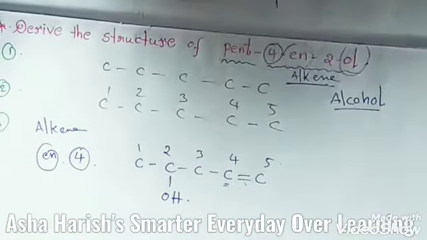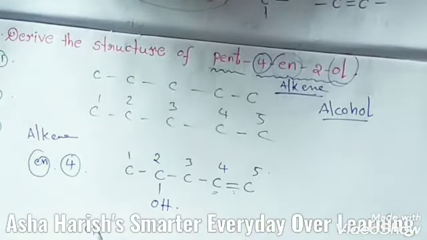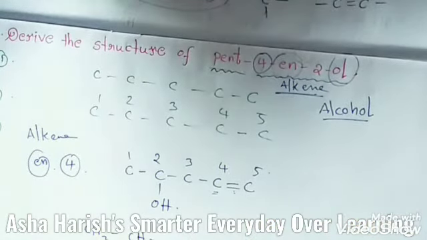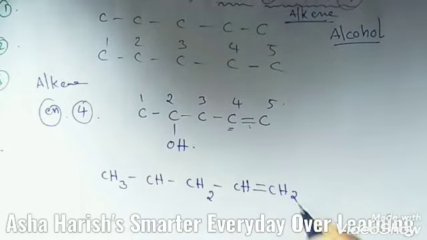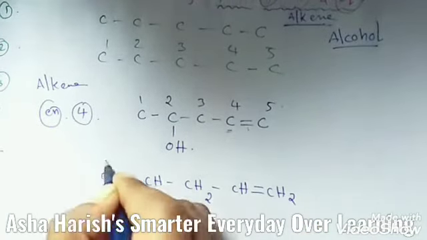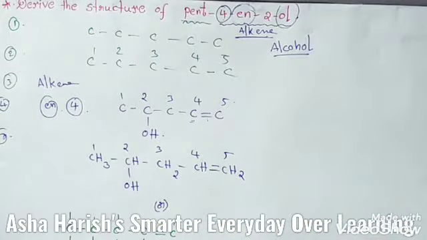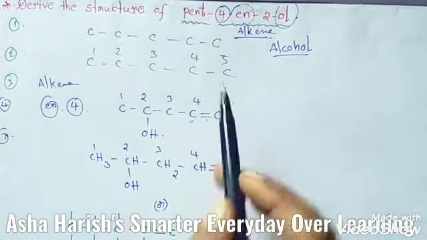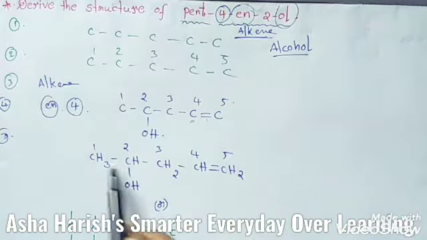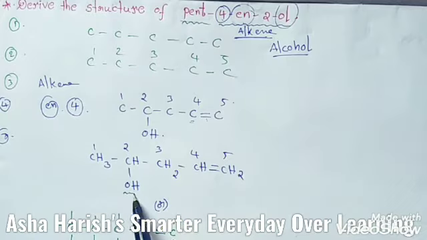Thus the structural formula of this pent-4-en-2-ol should be CH3, CH, CH2, CH, here double bond, CH2. Then at the second carbon the OH group is located. 3, 4 and 5. The name of the compound is pent-4-en-2-ol. Pent means there must be 5 carbon atoms here, 1, 2, 3, 4, 5. And at this second carbon the OH group is located.